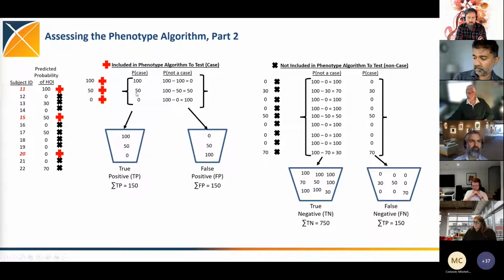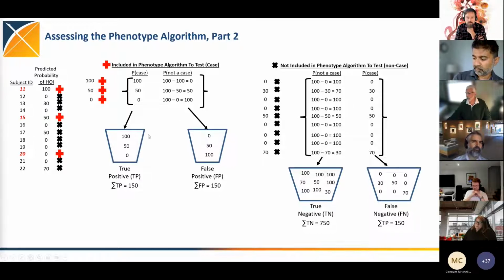So in the second one, it was 50. He had a probability of 50. So the phenotype algorithm got that person half right and half wrong. He had a 50% chance of being a case and a 50% chance of not being a case.